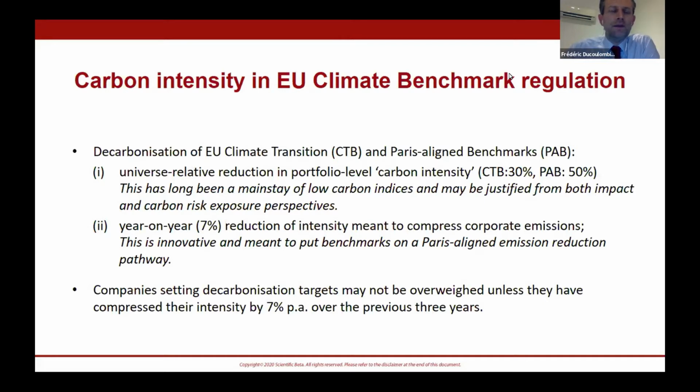and you cut the average intensity by 30 or 50%. The second type of decarbonization is a year-on-year reduction in the weighted average carbon intensity of your index. And that is something that was quite innovative and interesting, and whose objective is to force emissions related to the portfolio to contract year after year, and to put the index on a decarbonization pathway.